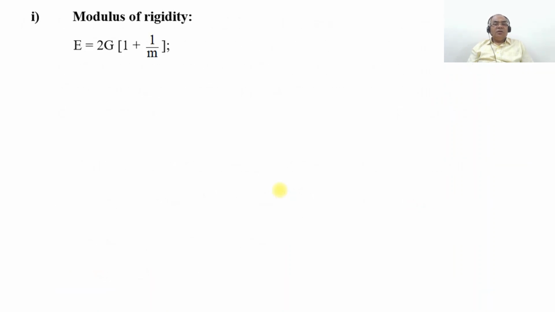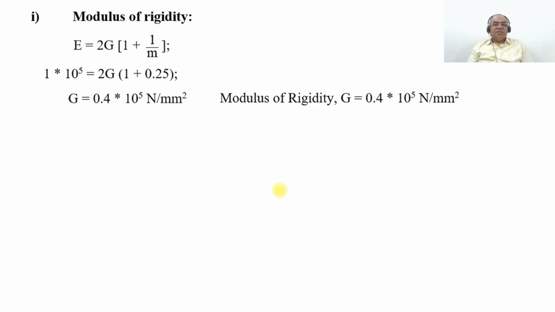Once you get this, the modulus of rigidity is given by E equal to 2G into 1 plus 1 by m. So you know the value of Young's modulus, you know the Poisson's ratio, then you can find out the modulus of rigidity. Substitute the values: 1 into 10 to the power of 5 will be equal to 2G into 1 plus 0.25. So therefore, G will be equal to, on simplification, 0.4 into 10 to the power of 5 Newton per mm square. So modulus of rigidity G will be equal to 0.4 into 10 to the power of 5 Newton per mm square. Similarly, we want to find out what is the bulk modulus.